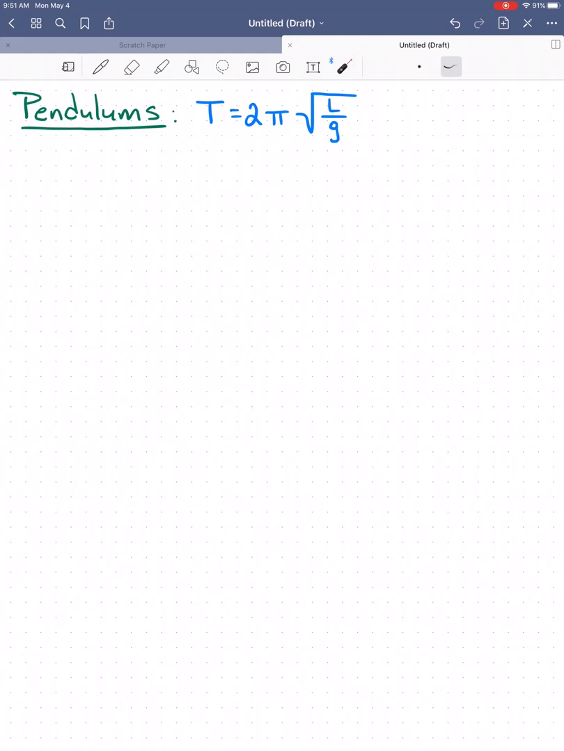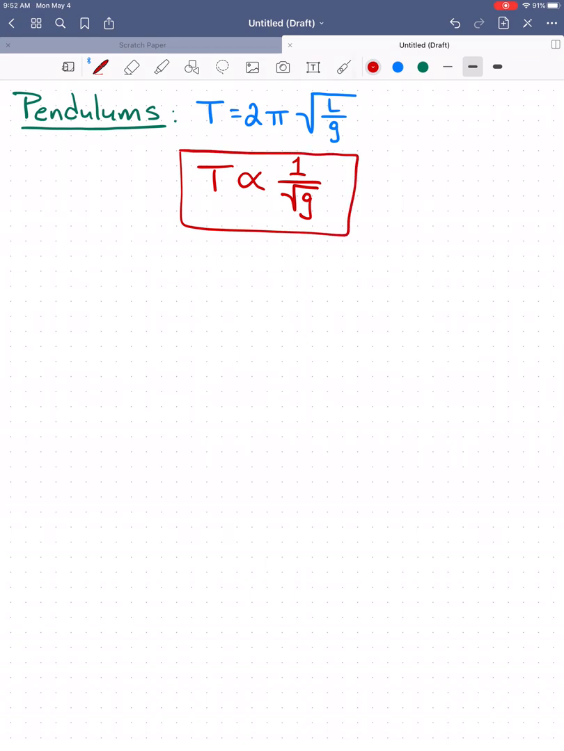Okay, let's see how gravity affects period. So notice that here's period and gravity is on the bottom here, which means that if gravity gets bigger, the period should get smaller. So it also means that period is proportional to 1 over the square root of gravity. We're going to use this fact to answer some questions.